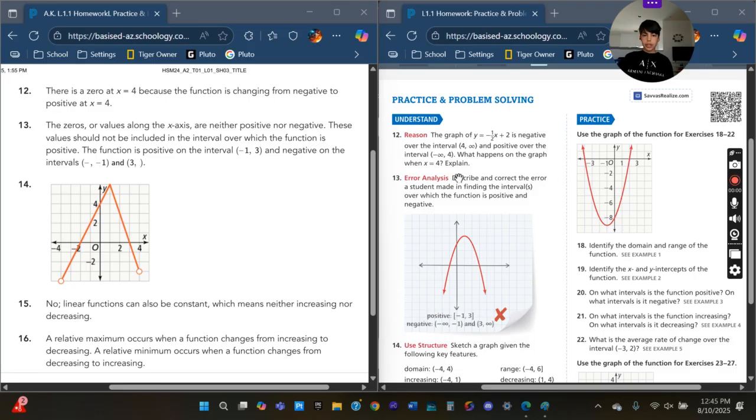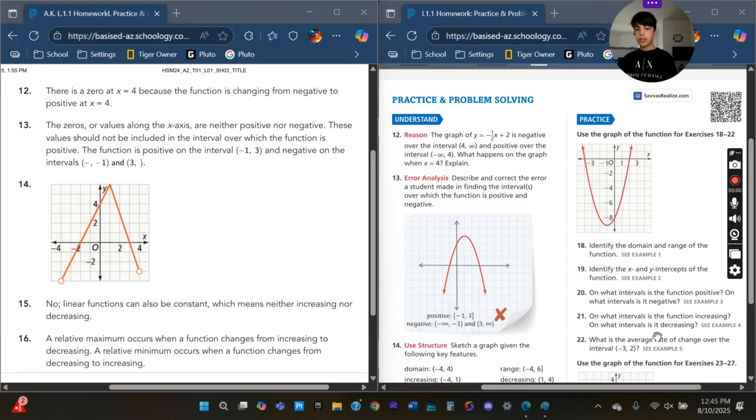For this, you can just plug in 4 for x here. So it would be y equals negative 1/2 times 4 plus 2. Negative 1/2 times 4 is just negative 2. So your new equation would be y equals negative 2 plus 2, and you just get y equals 0. So that would be your answer, y equals 0 for number 12.